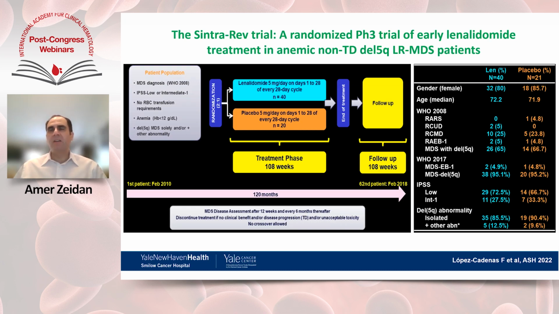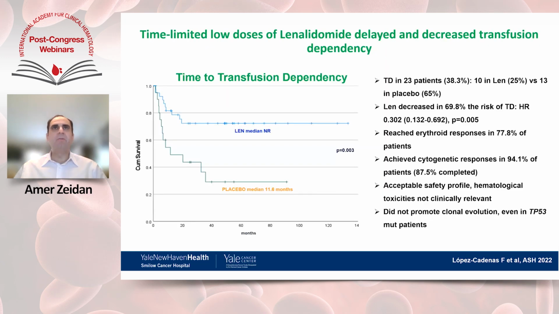You can see the baseline characteristics to the right in the table, very typical for your patients with deletion 5q. And what the authors found is that the primary endpoint, which is the time to transfusion dependency, was much longer with lenalidomide, meaning that the patients who received lenalidomide were able to stay in a period where they are not needing regular transfusions. It's not reached at the final cutoff of the data, but it's more than 6 years based on the median follow-up, compared to 11 months with placebo.